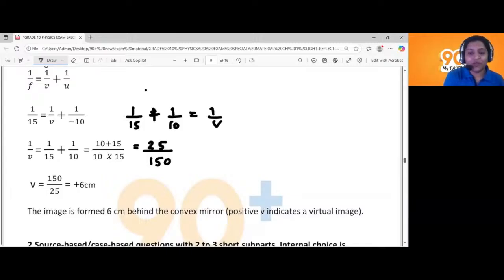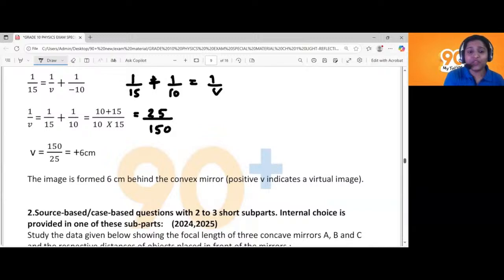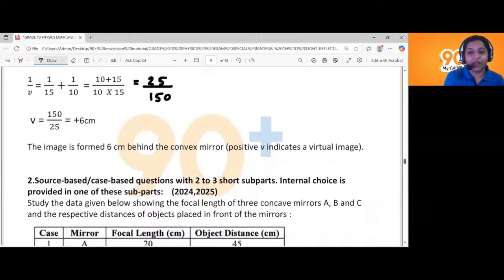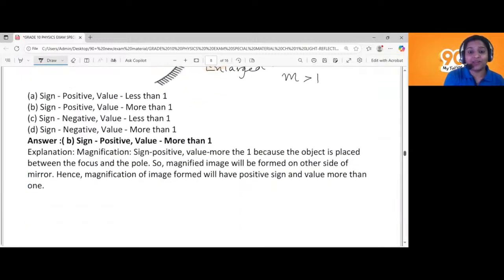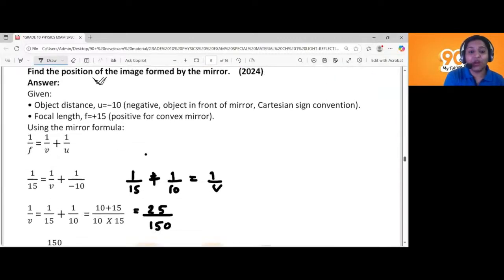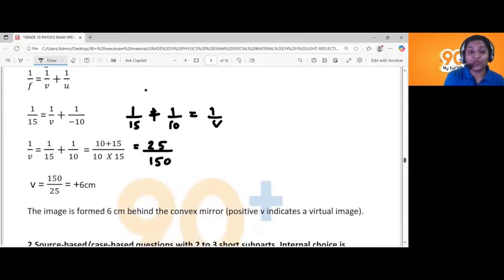So, where is the position? Position is 6 centimeter behind the mirror. Okay, it's a virtual image because it's a convex mirror. It's a convex mirror, it is forming a virtual image.